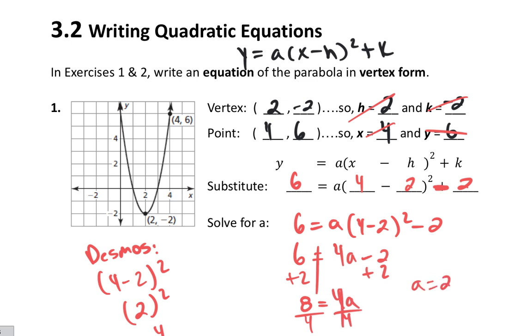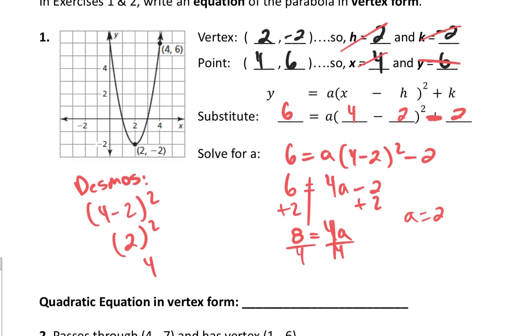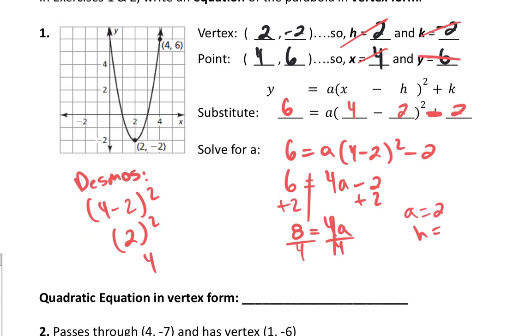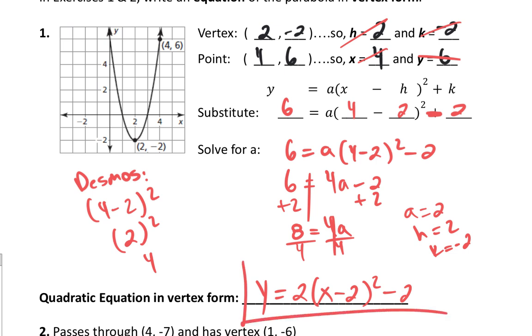So now that we know the a value, I'm going to plug that along with the h and the k into my formula. So my formula should only have y, x, and the a, h, and k are going to be plugged in. That's what my formula needs to look like. From here, we plug in the a, the h, and the k. x and y are left alone.